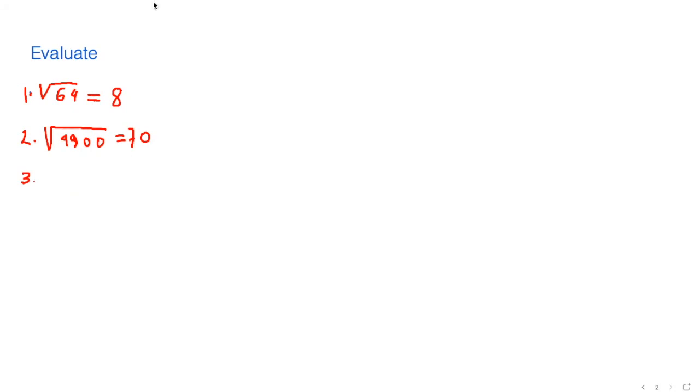Number 3 is negative radical of 225 over 169. Okay, so the negative we are going to keep as it is. And for 225, it's 15. 15 times 15 is 225.